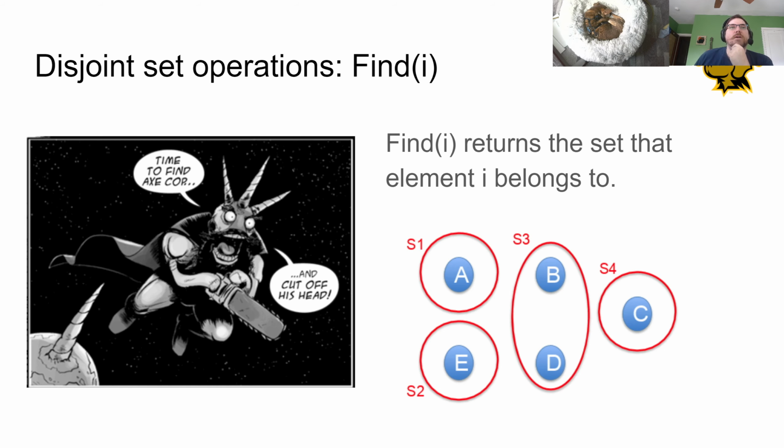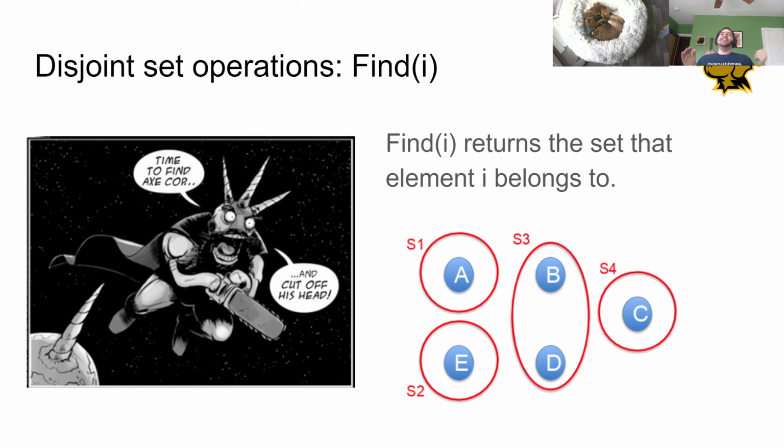Excellent. All right, time to find Axe Cop and cut off his head. That's what we're gonna do. We're gonna find Axe Cop, cut off his head. I apologize if you find any of this a little particularly violent, but in my defense, a 5-year-old wrote it, so this is evil Sakurang. It's just so good.